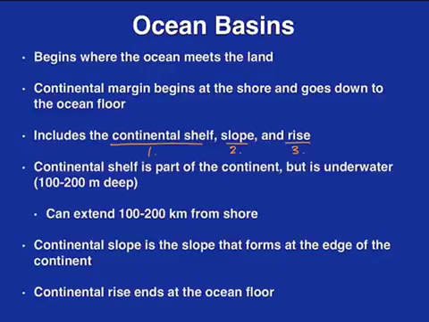The continental shelf is part of the continent. That's why it's called a continental shelf. However, it is underwater, usually between 100 and 200 meters deep, and it can extend up to 200 kilometers from shore. So it can go down a little bit, and then it can go out quite a long ways. The continental slope is the slope that forms at the edge of the continent. So that would fall here, your continental slope. And then the continental rise ends at the ocean floor.